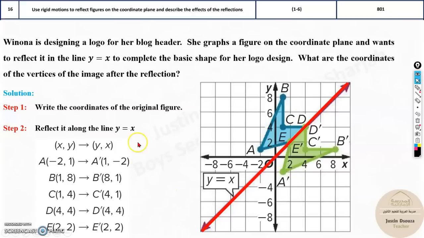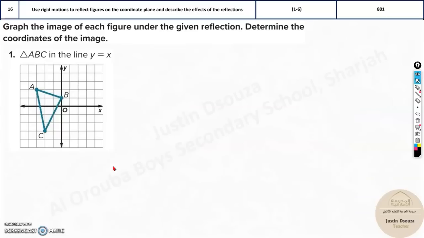So this is it. You reflect along y equals x, along this line. Make sure you swap the coordinates. This is the easiest of all if it's the y equals x line. It's a 45-degree slanted line like this, and it will reflect everything just by changing the coordinates. You can always use this formula. Now, here are some problems. You need to try it by yourself.